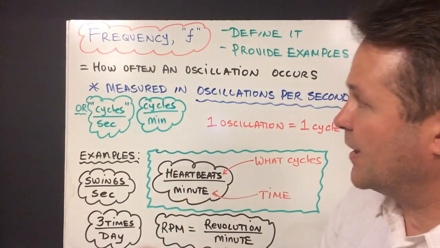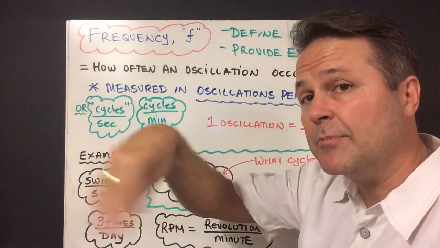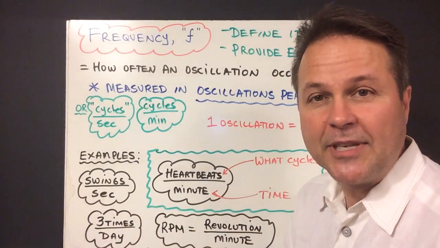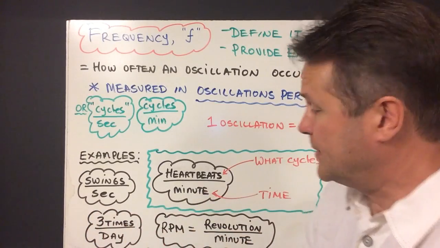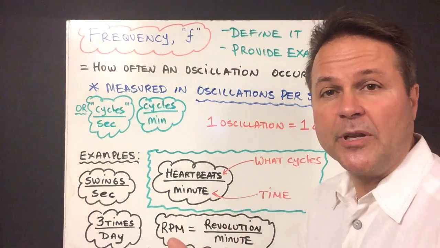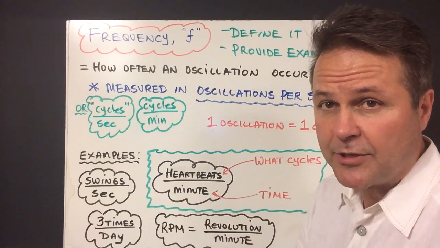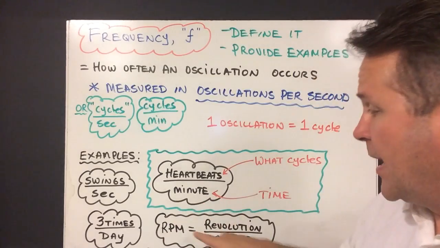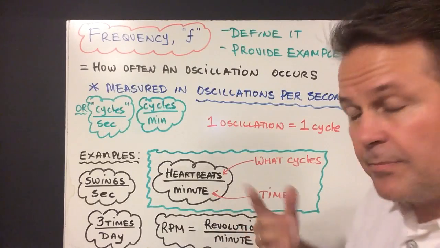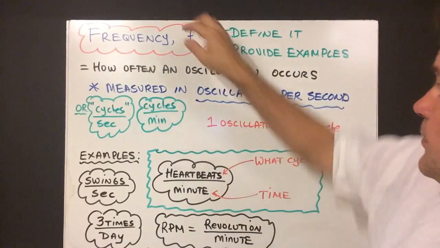Now, examples of frequency would be swings per second, an object, a pendulum moving back and forth. Or maybe you take medicine 3 times a day. That's the frequency that you take the medicine. Or you eat 3 times a day. RPMs, you may be familiar with engines moving with a particular RPM, say 2,000 RPM or 5,000 RPM. RPM means revolutions per minute. We have cycles measured as revolutions, a turn, per minute.